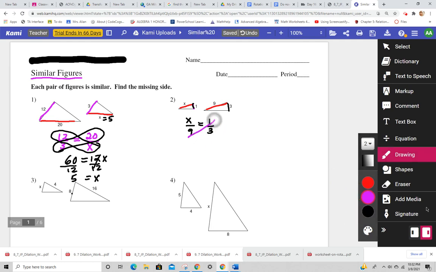And then we'll take the cross product. It doesn't matter where you start. 1 times 9 is 9 equals this cross product. 3 times x is 3x. Divide both sides by 3, and x equals 3. So the missing side here is 3.